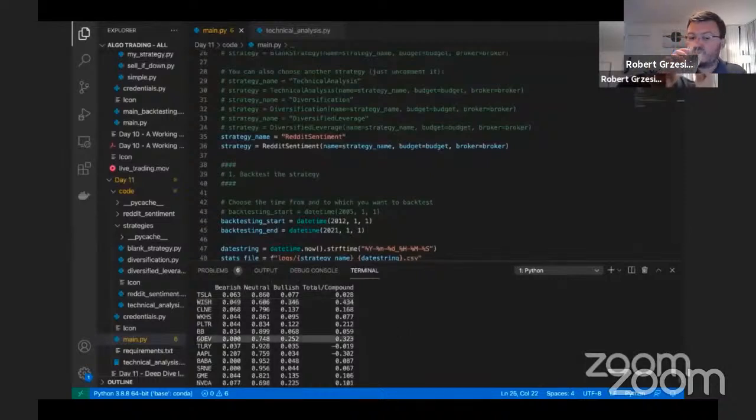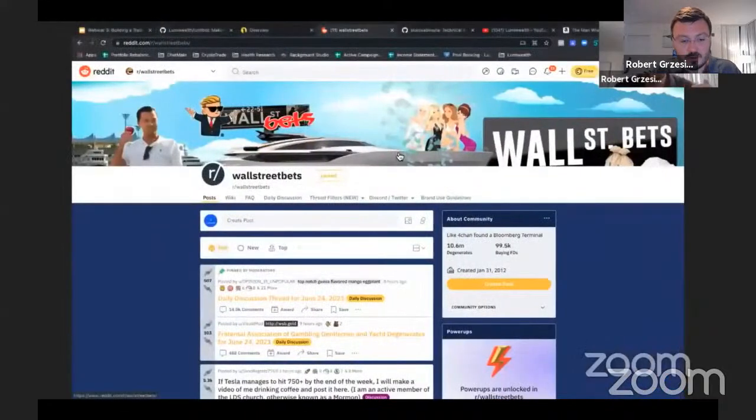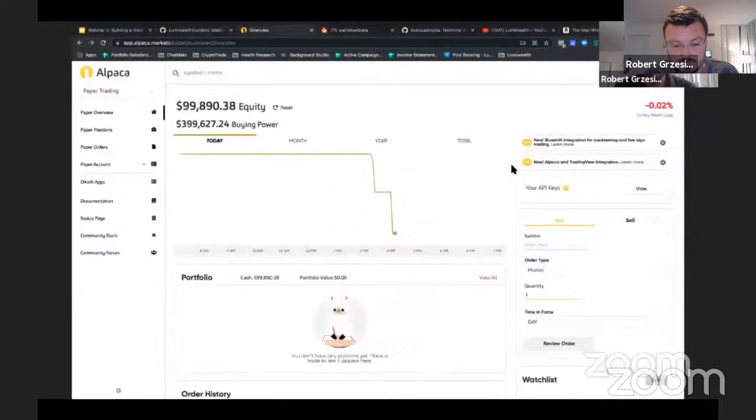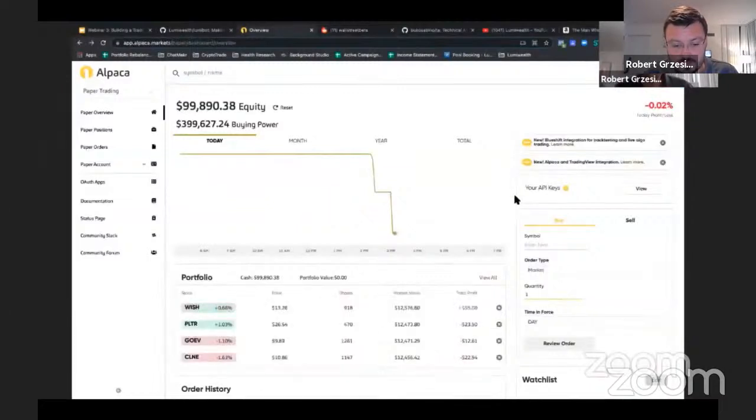We have GOEV. I don't even know what that is. People are talking about this on Wall Street Bets. But in either case, what it did is automatically read all that kind of stuff and then bought the top ones for you, right? So let's take a look here. Boom. These are all the top stocks on Wall Street Bets, right? It will automatically hold on to these and read these comments throughout the day and throughout the weeks.